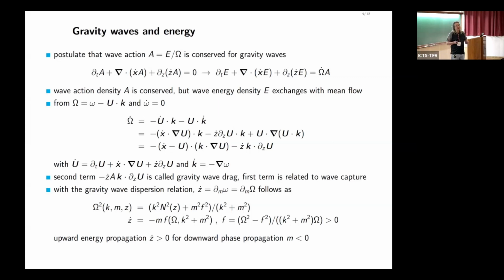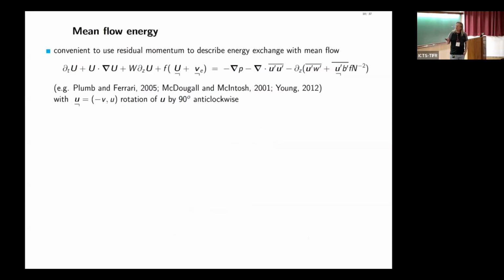M is the direction of the phase in the vertical, right? The phase propagates along the three-dimensional wave number vector, and its vertical component is m. So if m is positive, you have upward phase propagation. But then z dot is negative. That means you have downward energy propagation. And the other way around. If you have downward phase propagation, you have upward energy propagation. So the phase propagation and the energy propagation are perpendicular to each other, actually. This is one aspect of this weird dispersion relation and the weird polarization of gravity waves. And we'll use this relation later, therefore I was mentioning this.